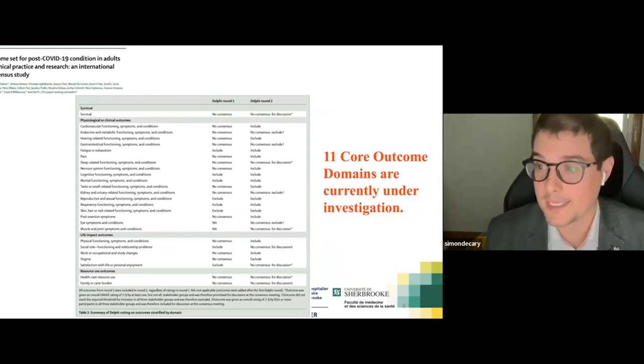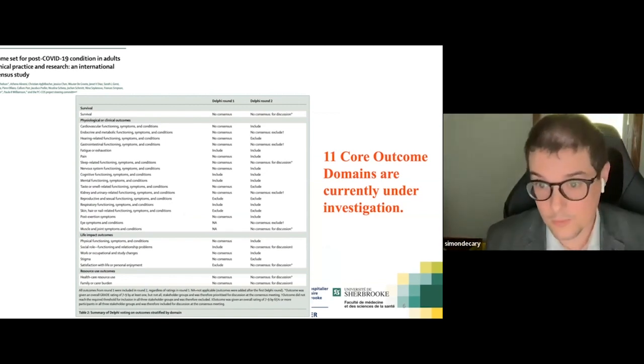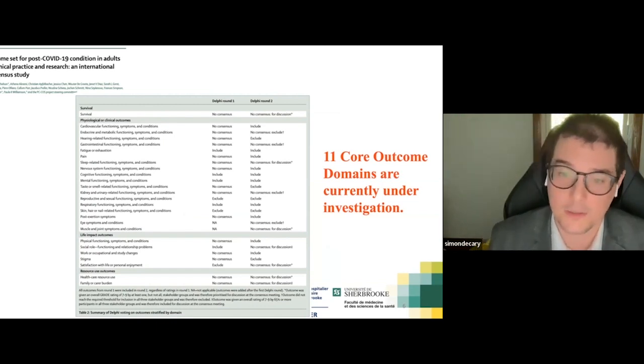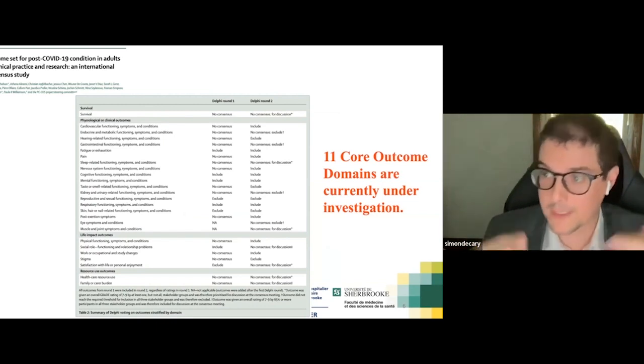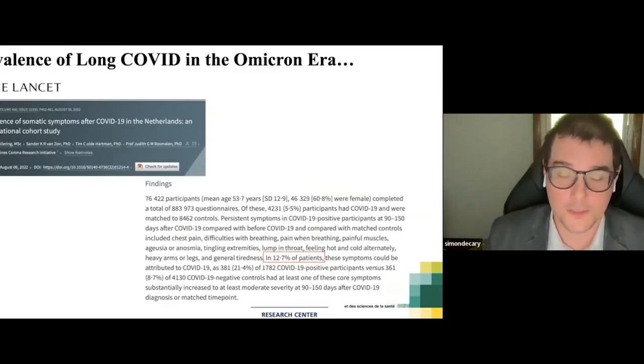So WHO is continuing their work, and currently there are 11 core outcome domains under investigation. For people who are more familiar with the process, 11 core outcome domains for one condition is actually a lot, which means that it's a complex condition, and we will have multiple tools that we will need to include in our clinical practice. And this all influences how you design a care model and how you serve patients.